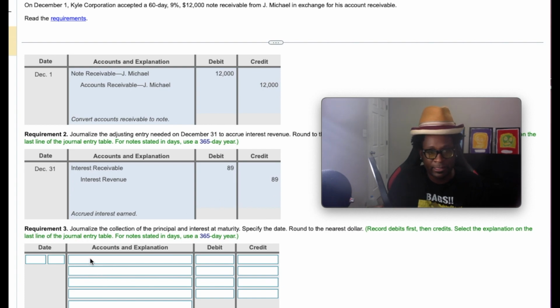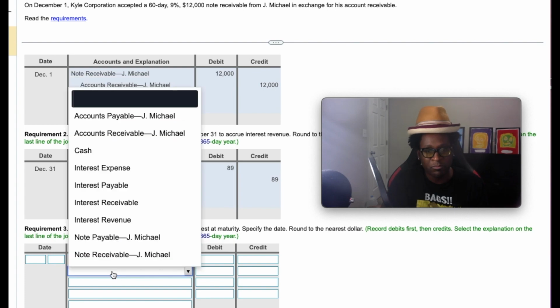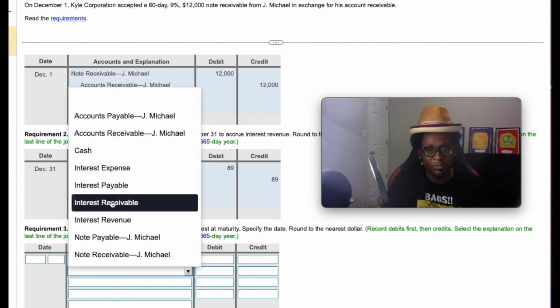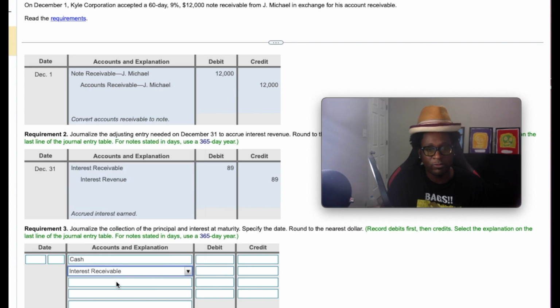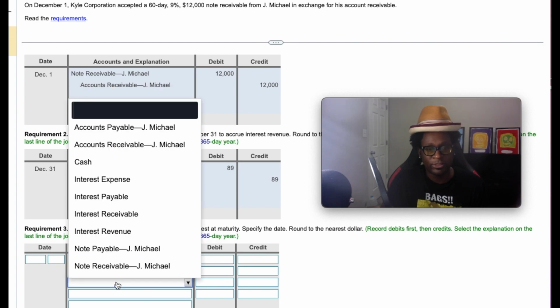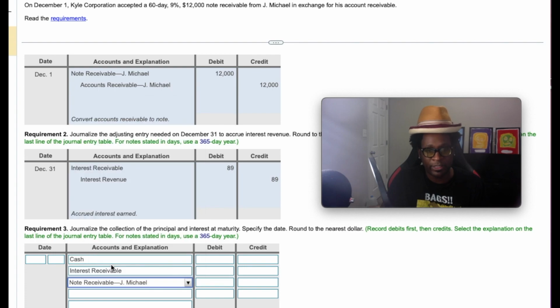We're going to debit cash and we're going to remove the interest receivable off the books with a credit. We're also going to remove the notes receivable off the books with a credit as well. Now, gang, we know that the notes receivable principal amount was $12,000, so we're going to go ahead and put that in there. We also know that the interest receivable last year that was accrued was an amount of $89.